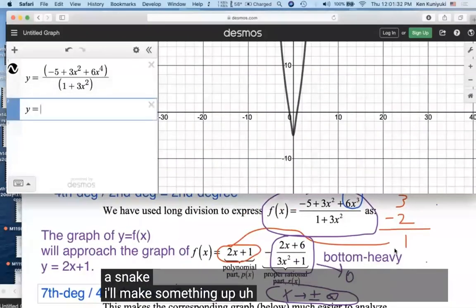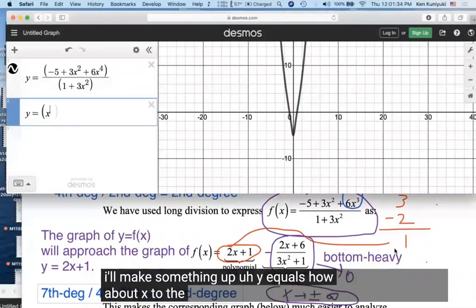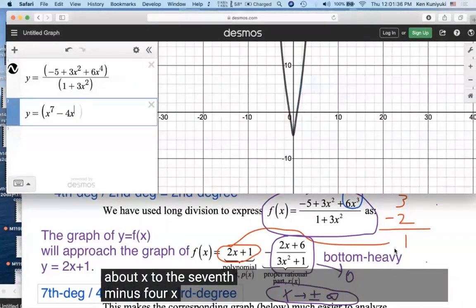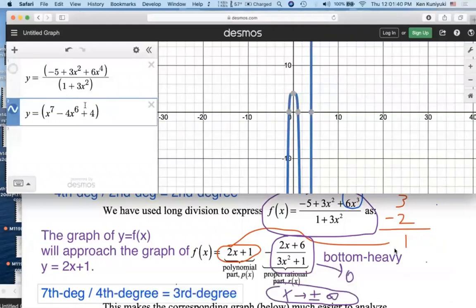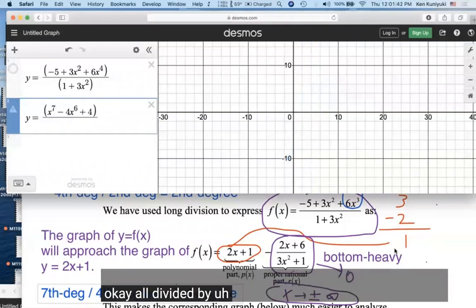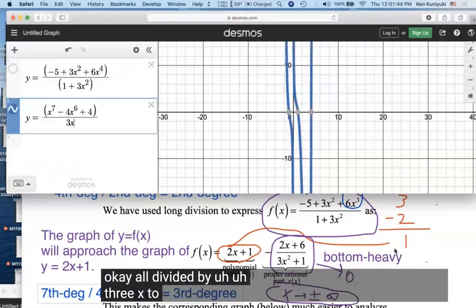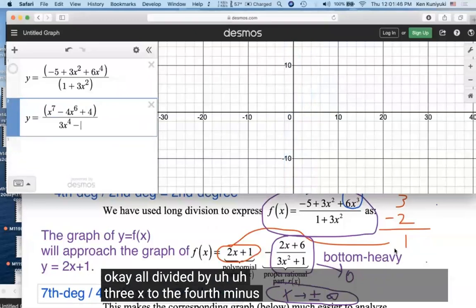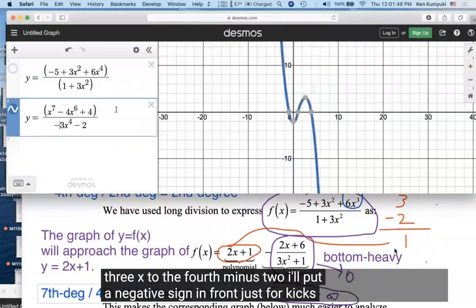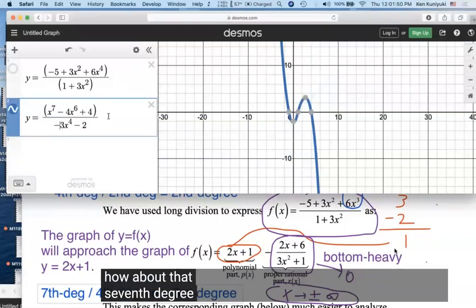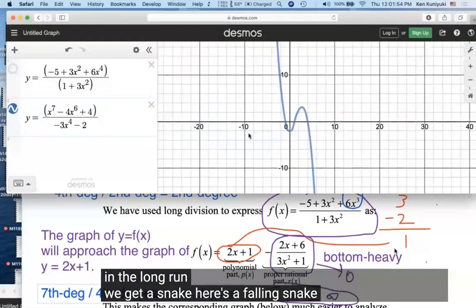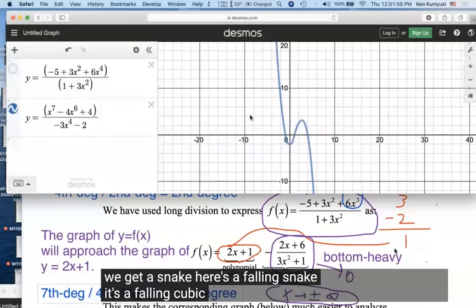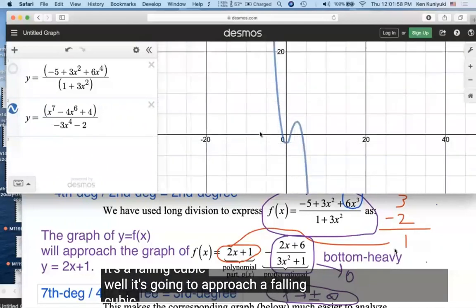I'll make something up. Y equals, how about x to the 7th minus 4x to the 6th plus 4, okay, all divided by 3x to the 4th minus 2. I'll put a negative sign in front, just for kicks. How about that? 7th degree divided by 4th degree. In the long run, we get a snake. Here's a falling snake. It's a falling cubic. Well, it's going to approach a falling cubic in the long run.